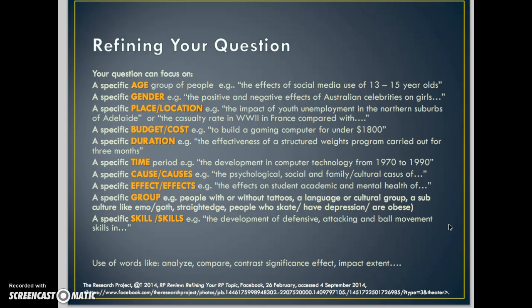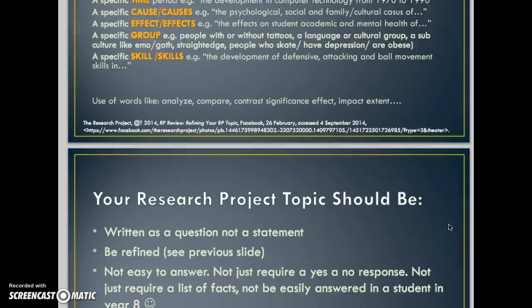The effects on student academic and mental health of, for example, going back to our other example, marijuana use. A specific group, e.g. people with or without tattoos, a language or cultural group, a subculture like emo, goth, straight edge, people who skate, have depression, are obese, etc. And then a specific skill or skills. So the development of defense, attacking and ball movement skills in. So use of words like analyze, compare, contrast, significance, effect, impact, extent, these all make for well-refined questions.